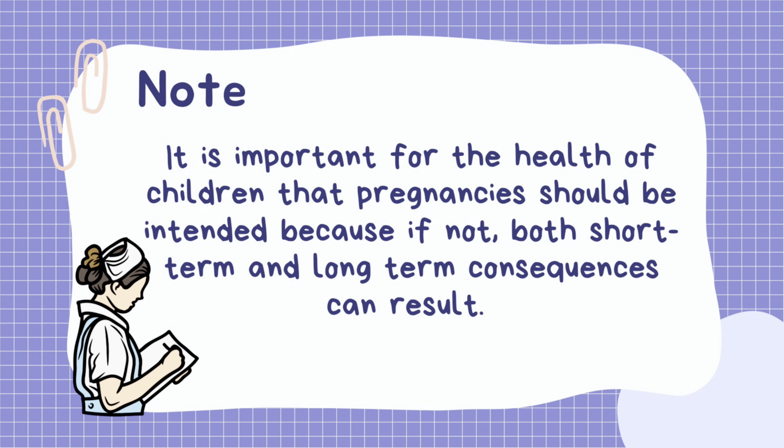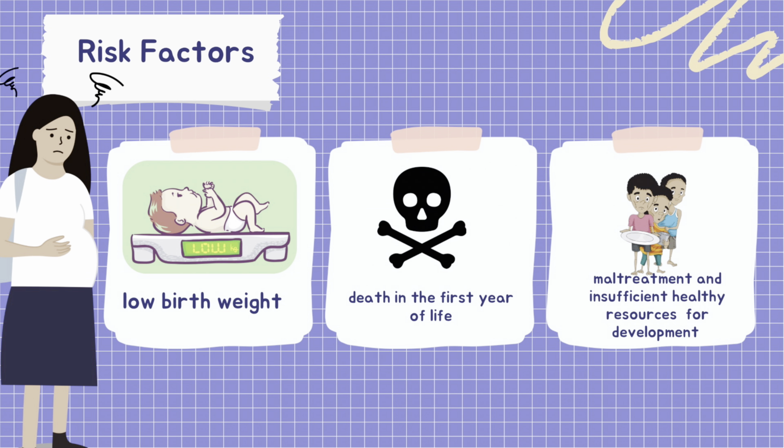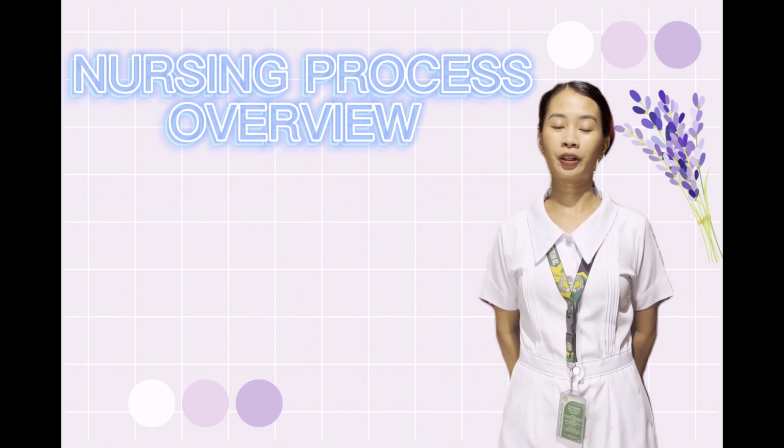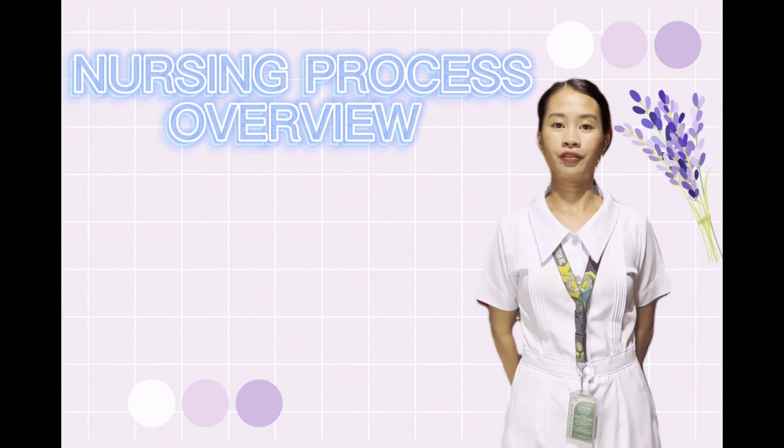Take note that it is important for the health of children that pregnancy should be intended, because if not, both short-term and long-term consequences can result. These are the risk factors for unintended or mistimed pregnancies: low birth weight, death in the first year of life, and maltreatment and insufficient healthy resources for development. Others want information on increasing fertility and about their ability to conceive.